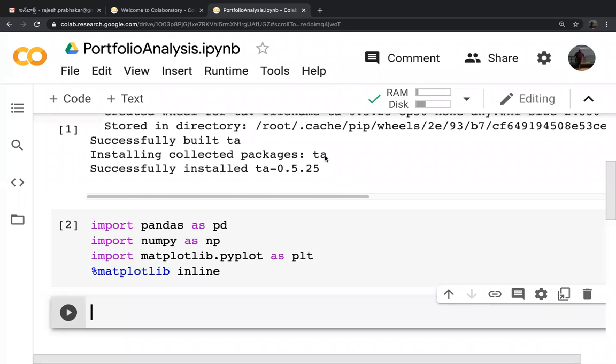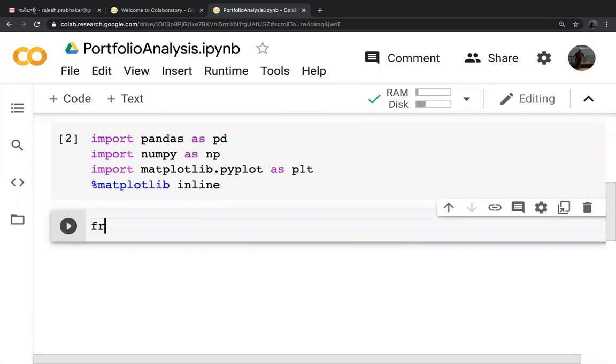So import pandas as pd, import numpy as np, import matplotlib.pyplot as plt, and %matplotlib inline. These are the standard libraries you need to import for any Python activity. Okay, all of you imported.